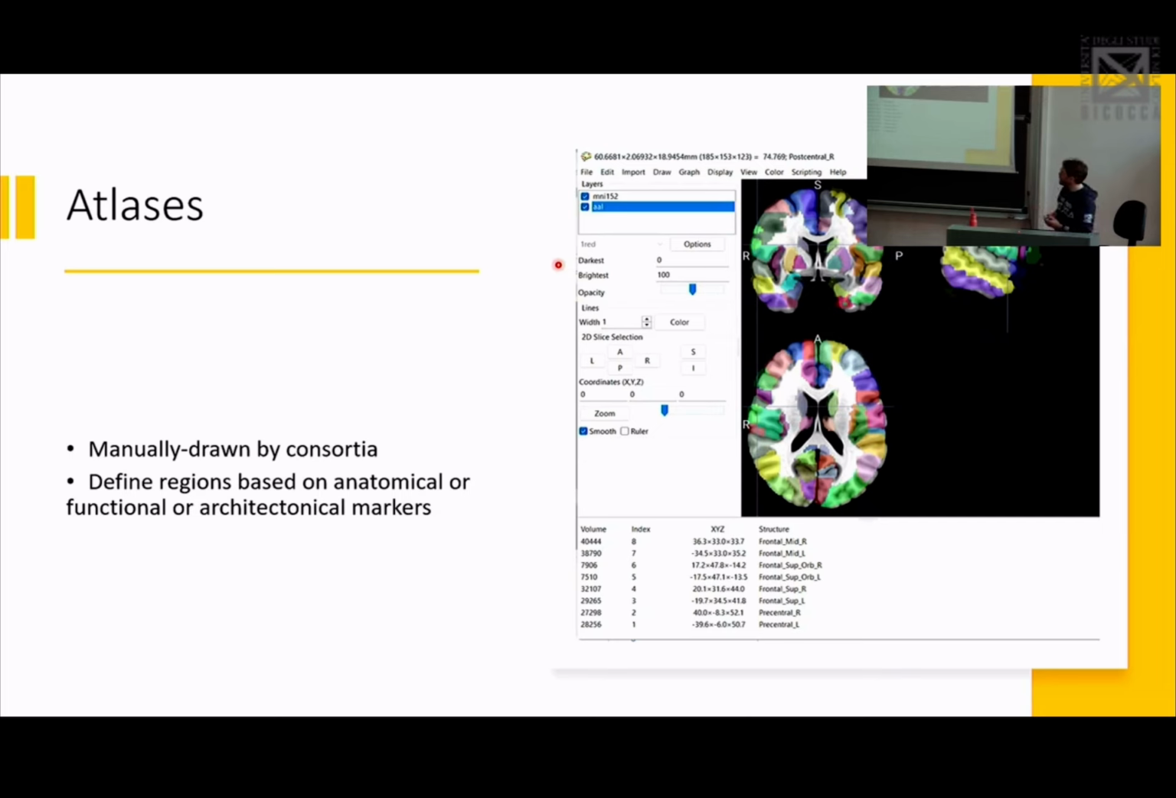You can load atlases, and they are defined by consortia, and they have been painstakingly manually drawn according to some criteria, which can be anatomical. You know, I've shown you the central sulcus, it's pretty easy to recognize. And then you start to define lots and lots of geometrical features. Or functional, with some kind of studies, you find that a certain area does some task, and then you divide according to that task. Or some architectonical markers, there are multiple ways. Often they overlap, but sometimes not. The boundaries are not so easy to define.